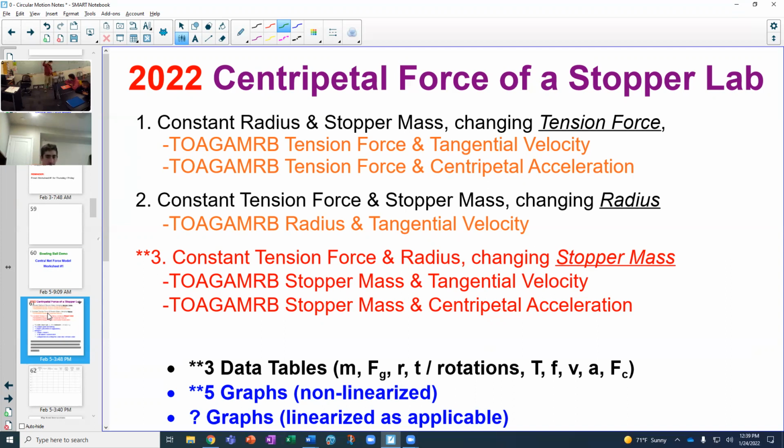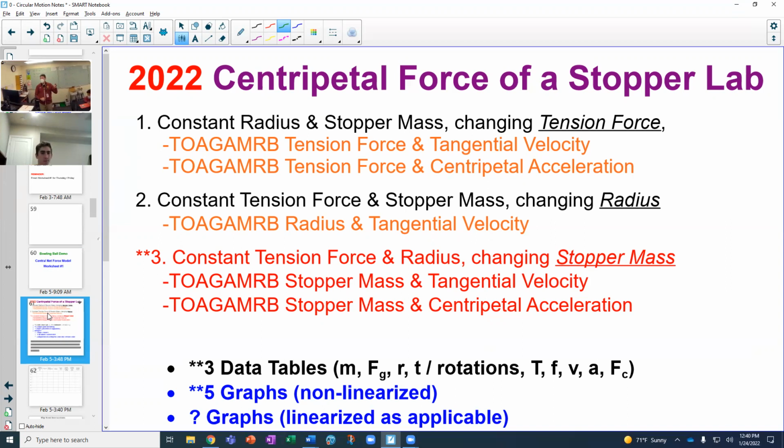All right, so radius is determined. You'll decide what it should be. Stopper mass is fixed. You're only going to use one stopper. You're going to adjust the tension, and then the person swinging is going to have to adjust the speed they swing it at so that it stays constant with radius with the new weight.